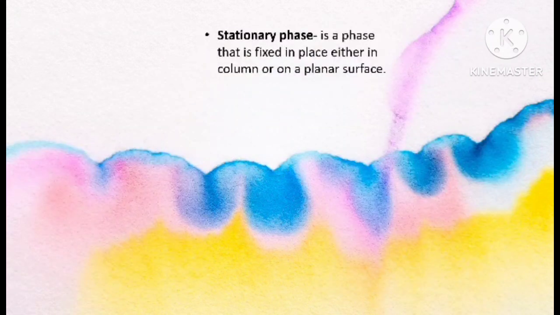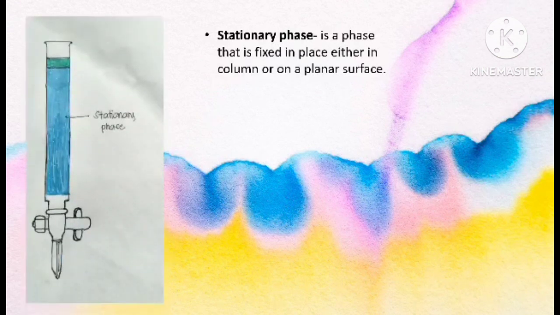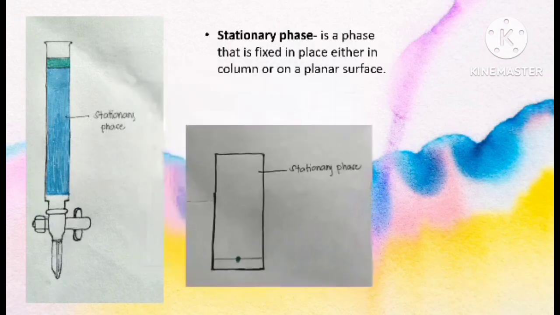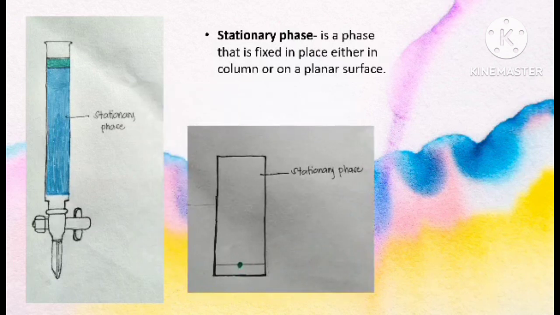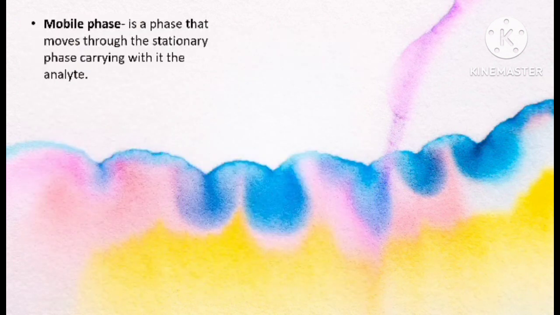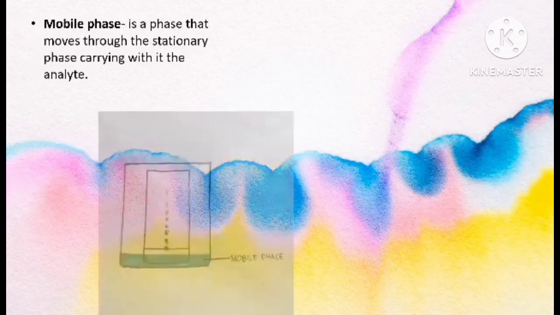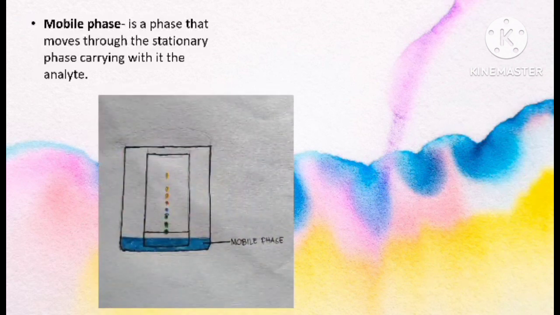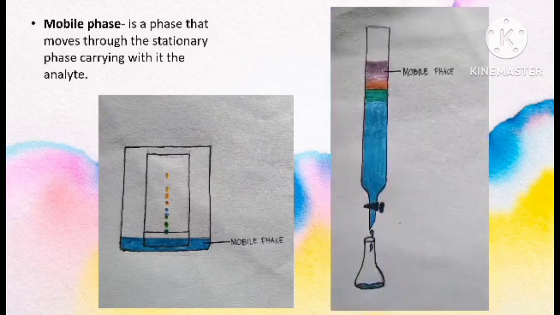Stationary phase is a phase that is fixed in place either in a column or on a planar surface. The picture here on the left side is an example of stationary phase in column chromatography, and the other one is an example of stationary phase on a planar surface. Mobile phase is a phase that moves through the stationary phase, carrying with it the analyte. As you can see, the picture here is an example of mobile phase in paper chromatography. The second one is the example of mobile phase in column chromatography.